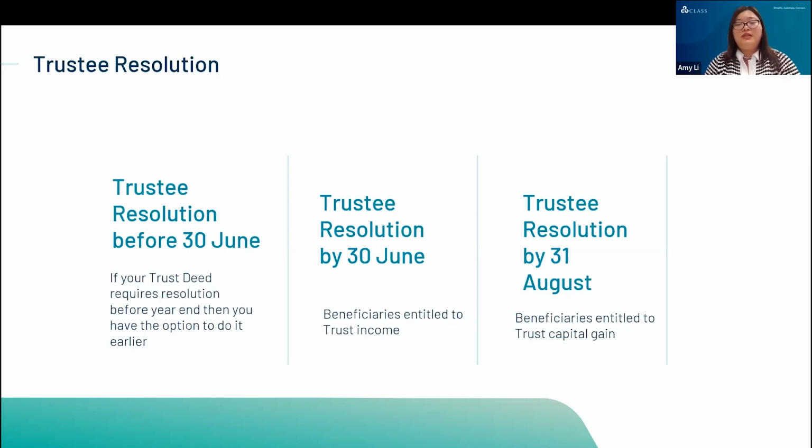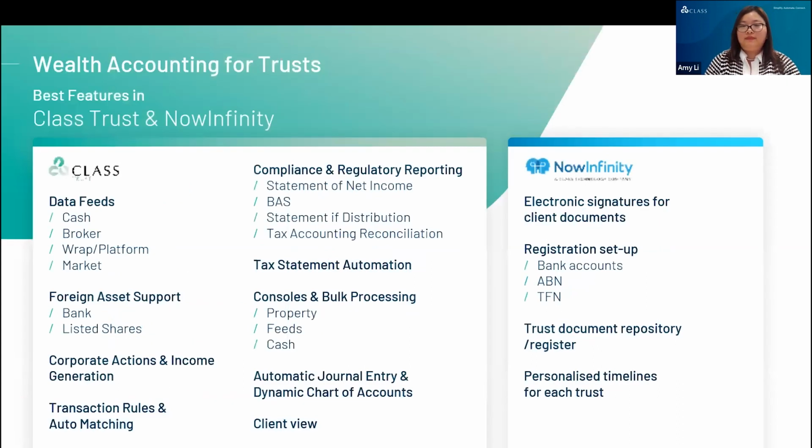So one of the most important features of Class is the way we automate to save hours every time we process trust financials and tax returns. We have 200 plus data feeds and the auto-generation of capital gains and income distribution, which all mitigates the risk associated with manual data entry. You can now make real-time informed decisions, access up-to-date information on your clients, improve your client service level, and help your business deliver high-impact results.